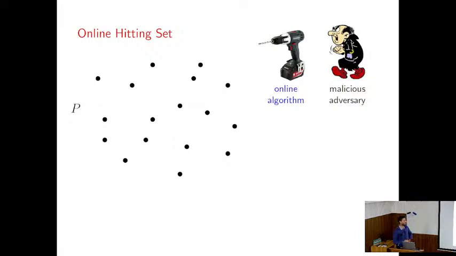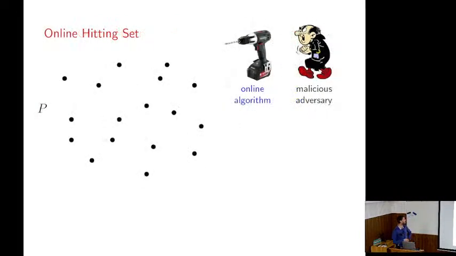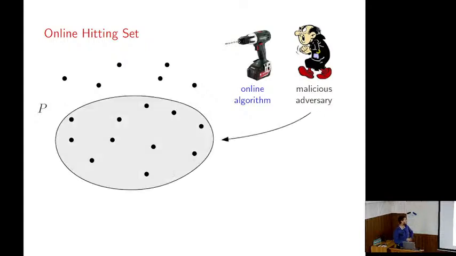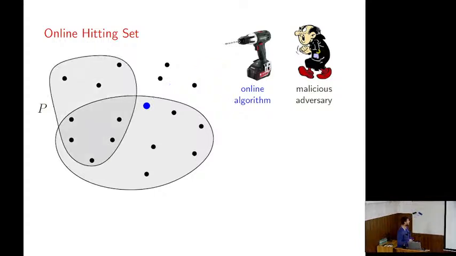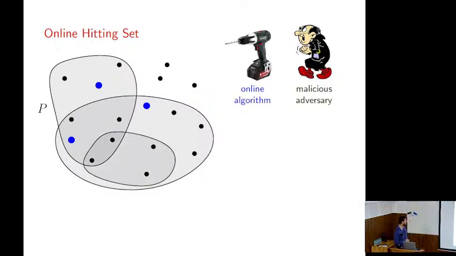I like to see an online algorithm as a game between the online algorithm and an adversary. Here there is a set of points in the plane. The adversary gives a subset of points, and then the algorithm has to choose a point that hits this set. Then the game continues. The adversary gives another set. If this set is not hit by the points of the algorithm, the online algorithm has to place another point inside. Maybe you can take two if you want. And then another set, another point.